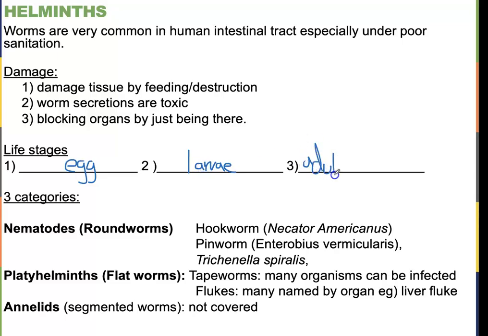It has a larva stage, or larvae, and then it also has an adult. Okay. So most of the time, we're not going to accidentally eat an adult worm because we can see that in our food or water. So most of the time we get infected with either the egg or the larva. These are the worms we're looking at.